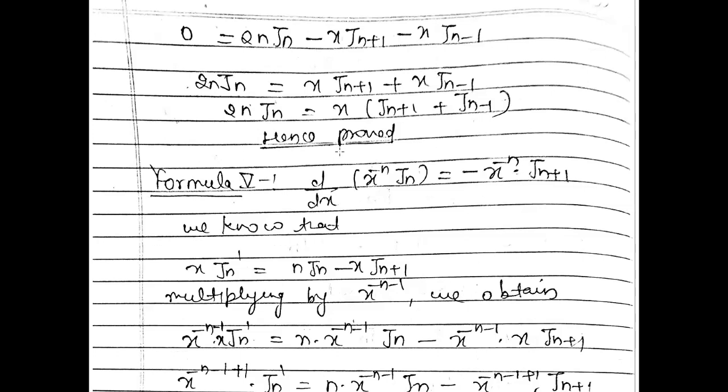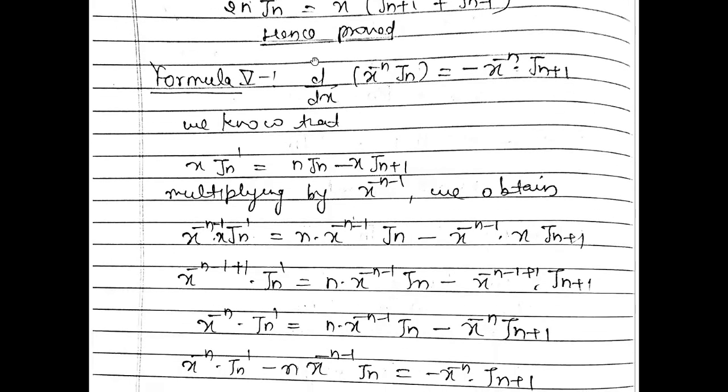And formula fifth is also here. That means property fifth is here: d upon dx of x to the power minus n Jn is equal to minus x to the power minus n J(n plus 1). Right? So this is our fifth property. That means we are just differentiating the left hand side. For the differentiation of this one, we know that xJn dash is equal to nJn minus xJ(n plus 1), our first property, right? So multiplying by x to the power minus n minus 1, we will get x to the power minus n minus 1 into xJn dash is equal to this step, right?